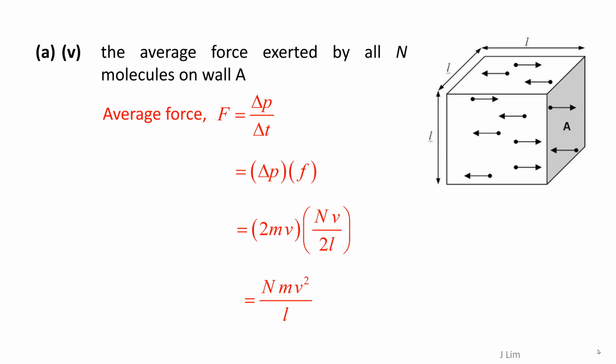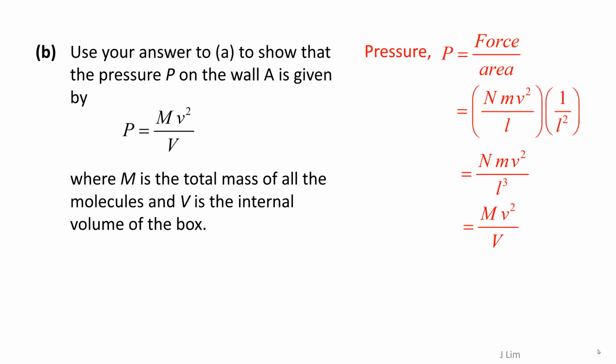Average force is change in momentum divided by time, and that will give us nmv squared divided by L. Pressure is force over area, so that will give us mass times v squared divided by volume.